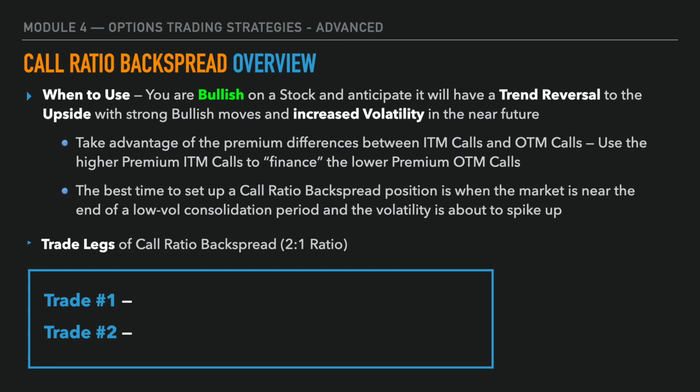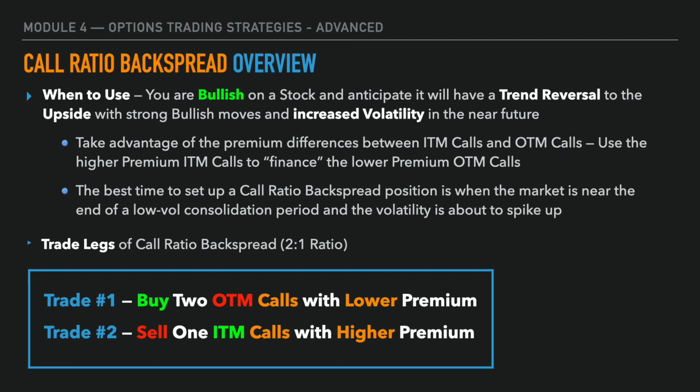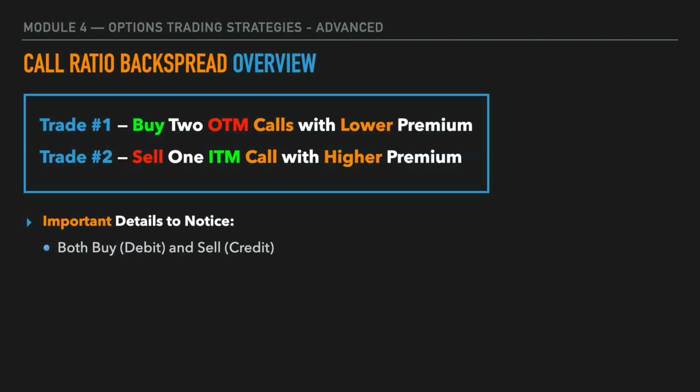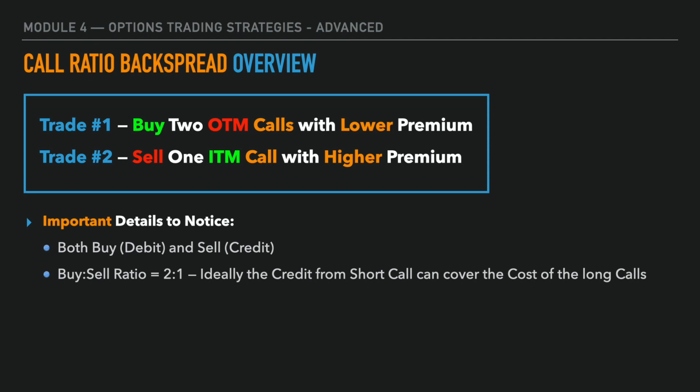There will be two trade legs. First, you buy two out-of-the-money call options with lower premium, and second, you sell one in-the-money call option with a higher premium. So basically, with these two trade legs, you are now creating both a debit and a credit for your account. And ideally, you want the initial credit from your second trade leg to cover the debit in your first trade leg. Sometimes it may not perfectly cover, but it will still dramatically reduce your cost and risk. Only call options are involved, no put options. All the call options need to have the same expiration date.